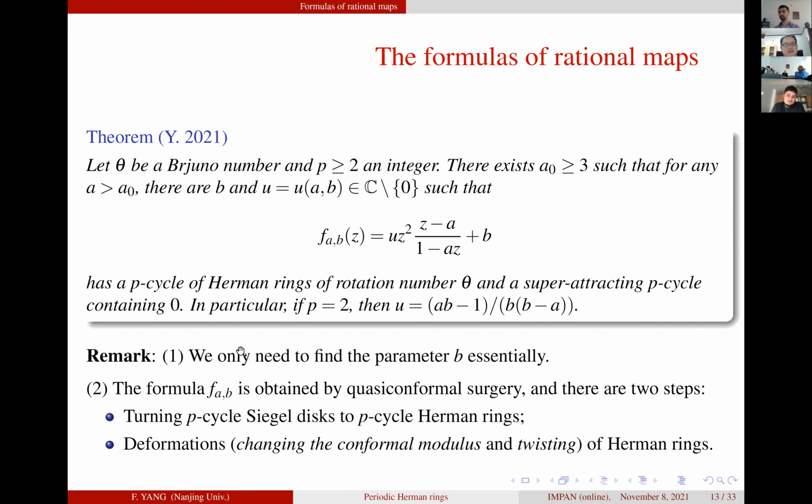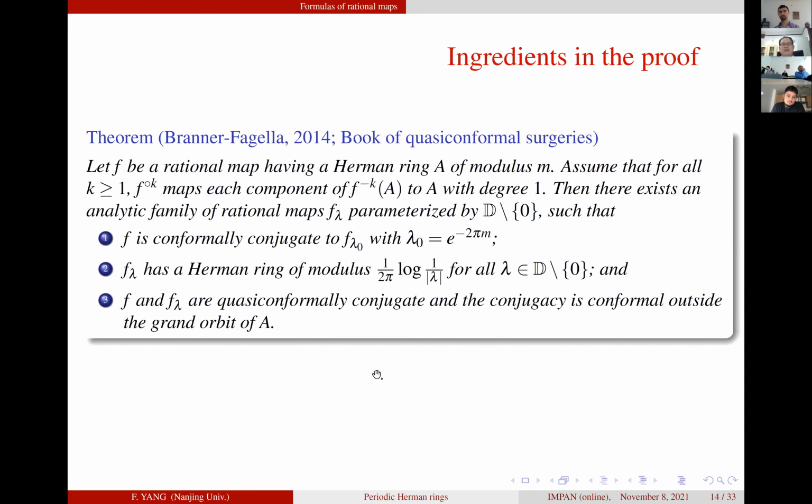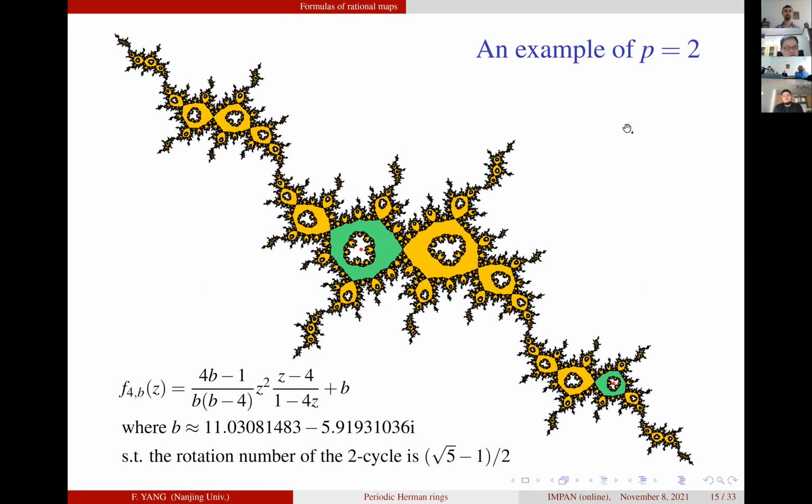For p equals 2, we can obtain this formula like this, and from this formula we see we only need to find one parameter b. So we can find the parameter b in the parameter space such that the rotation number is the golden mean, and then we can draw a picture like this. It has two cycles of Herman rings.